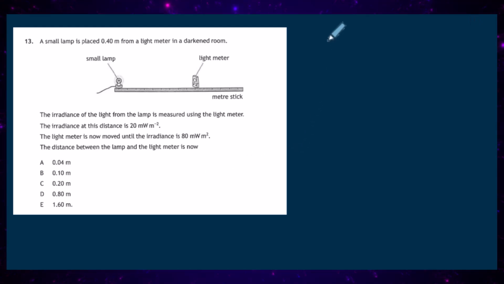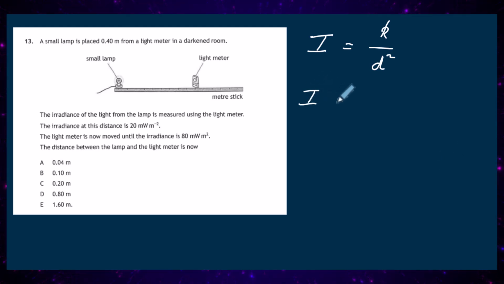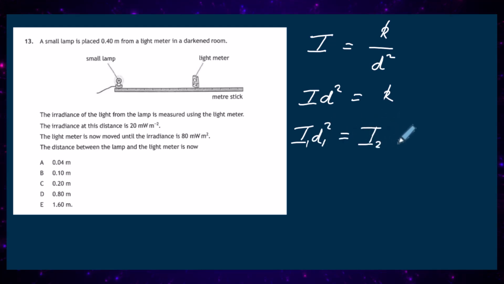Okay, we use our radiance equation as found in our relationship sheet. The radiance I is equal to a constant number divided by d squared, d being the distance between the light source and the small lamp. If we cross multiply, we get I d squared is going to equal a constant number k. Now what does that mean in practice? It just means that no matter what the radiance is and the distance, we multiply the radiance times the distance from the light source squared, you should get the same answer. And that means we have the first radiance I1 and d1 squared, and that should equal the second radiance times d2 squared. So we'll set up our equation from that then.